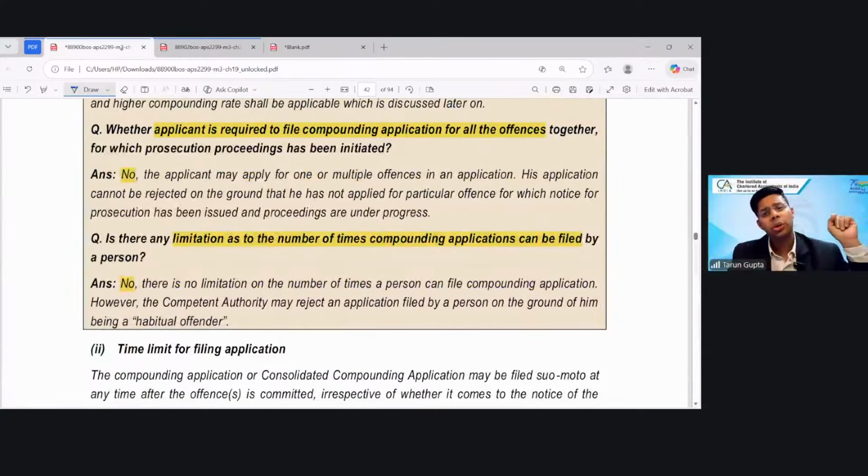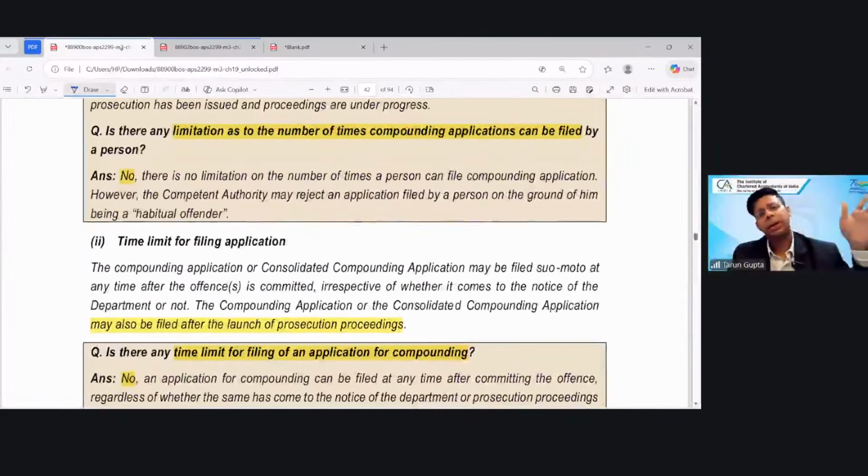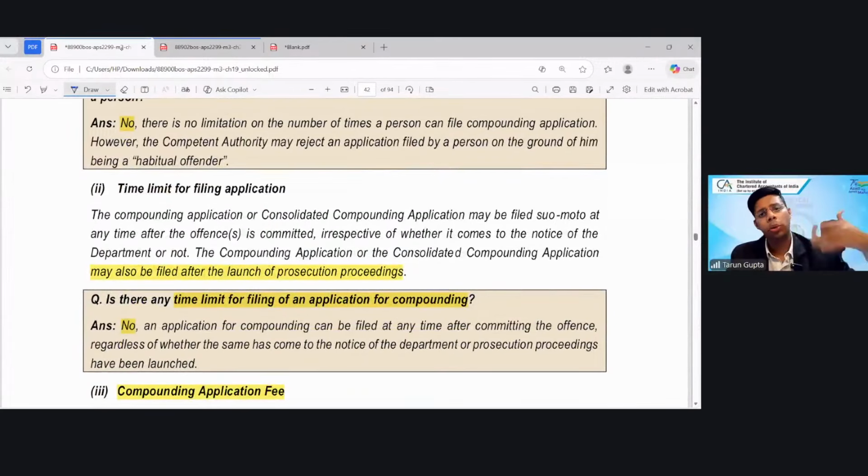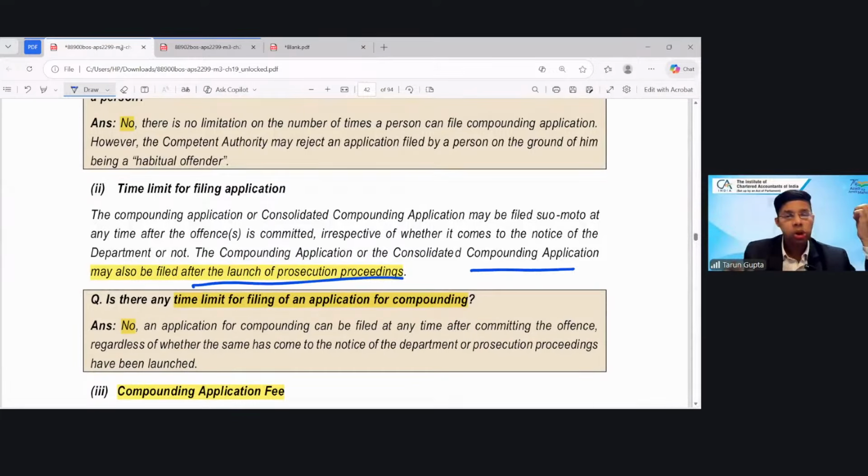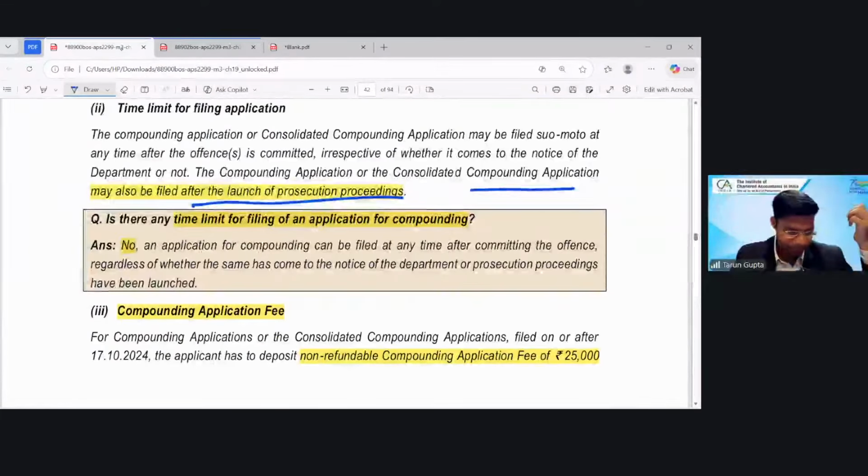So there is no limitation to the number of compounding applications that can be filed. You can file every year, whenever you feel that a prosecution proceeding may be initiated, or a prosecution proceeding has been initiated. So a compounding application can be filed even after the launch of prosecution proceedings. There is no time limit for filing the application.